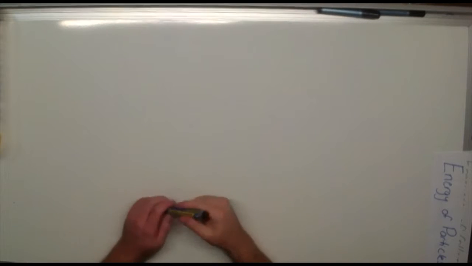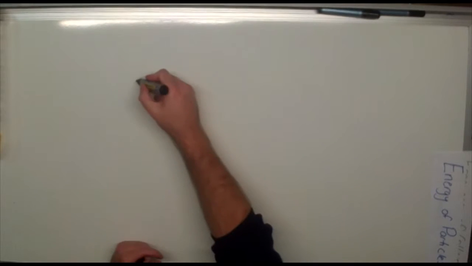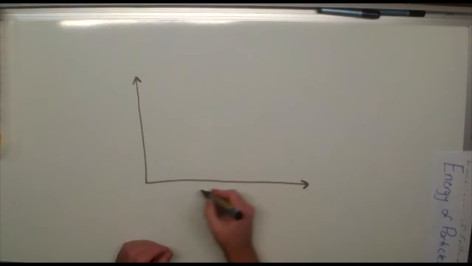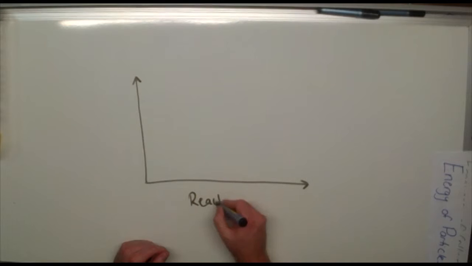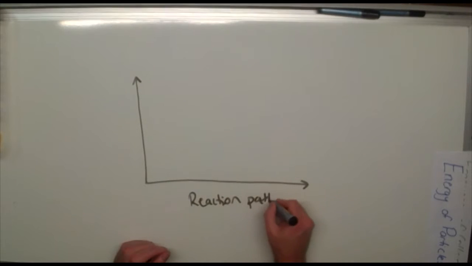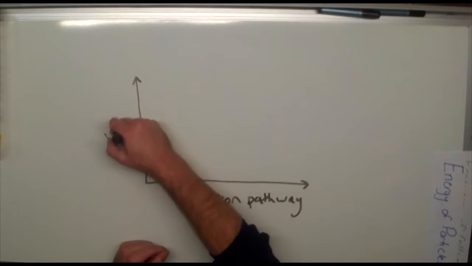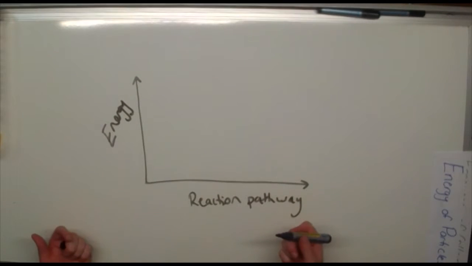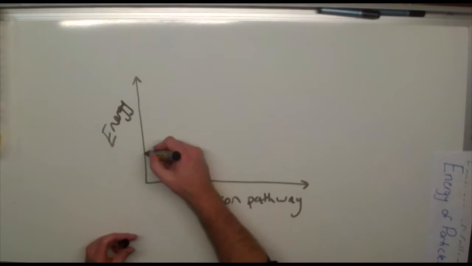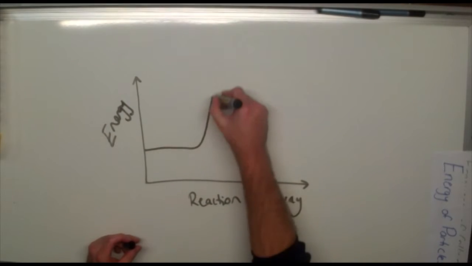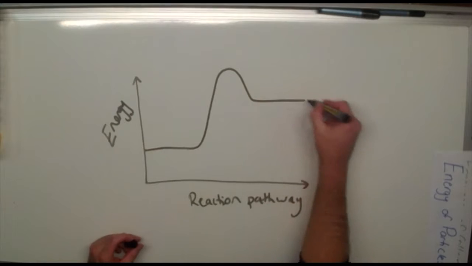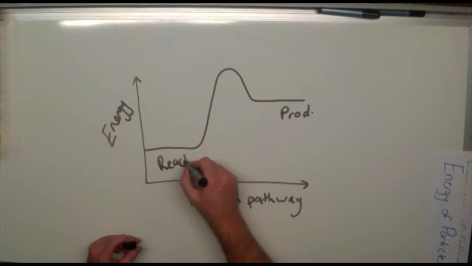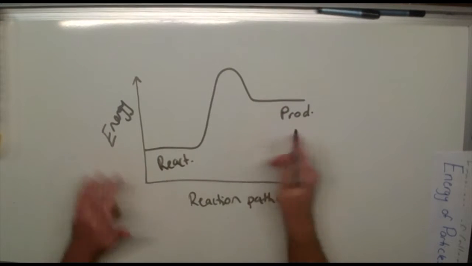So what I mean by activation energy is if you think of one of our reaction pathway diagrams, so this is the reaction pathway along here, and here we have our energy. If you think about an exo or an endothermic reaction, so in this case I'm going to do an endothermic reaction. So we've got our reactants here, and then we have a graph that looks like this. So this is our products up here, this is our reactants down here. Okay, there's a difference in energy between them.